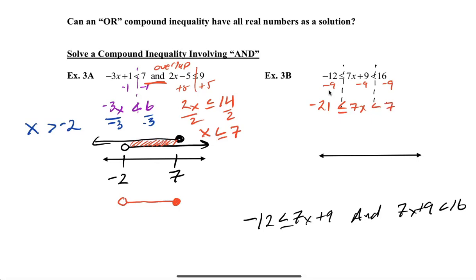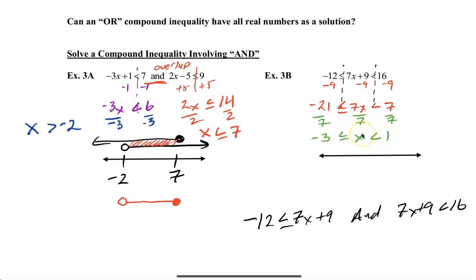Then from here, again, I want to get the x by itself, so let's divide by 7. Whatever we do to one side, you do to all sides. And you get negative 3 is less than x is less than 1. I don't flip the inequality because you just divide by positive 7, you just happen to get a negative. And we get that graph.